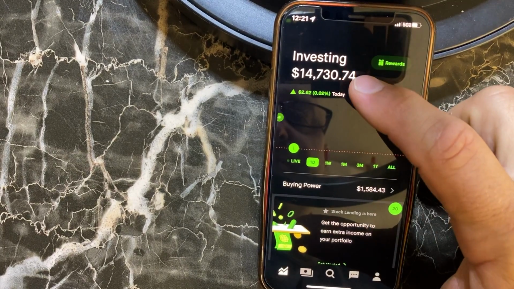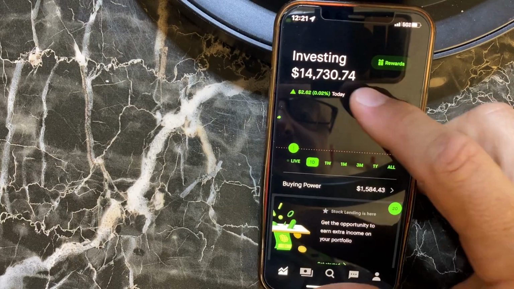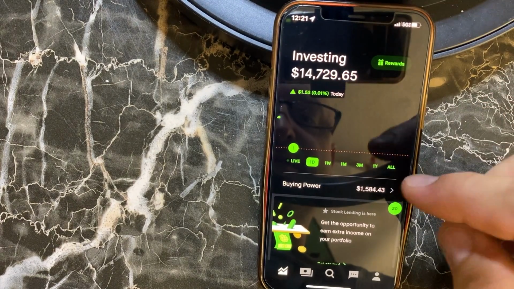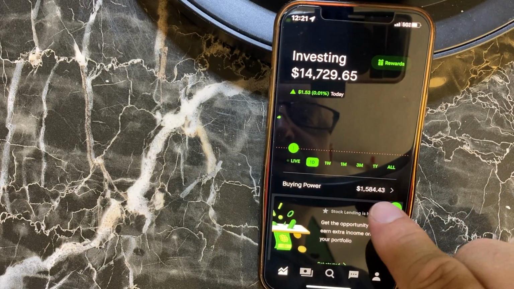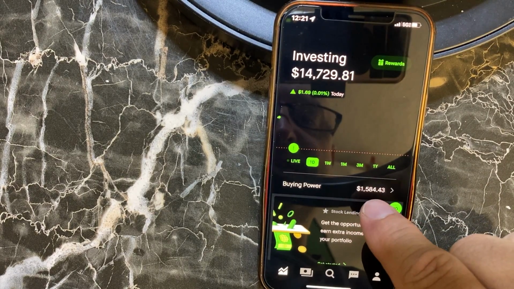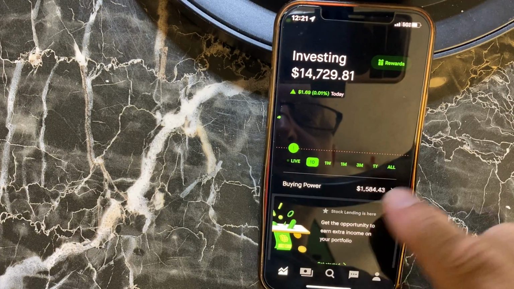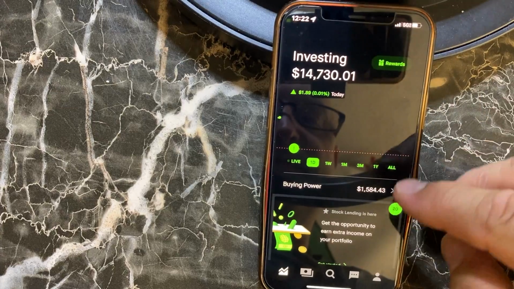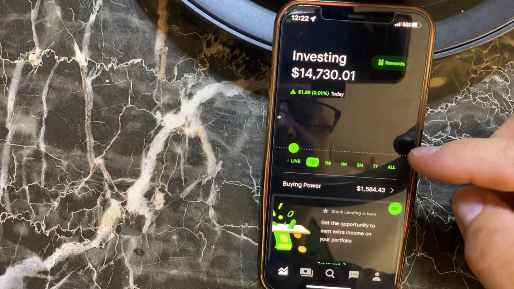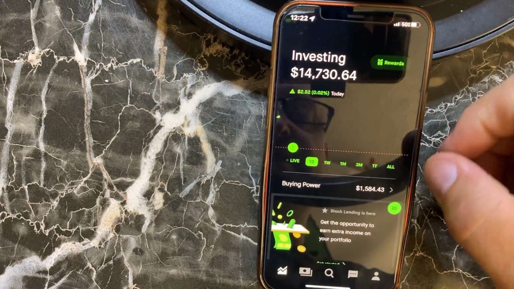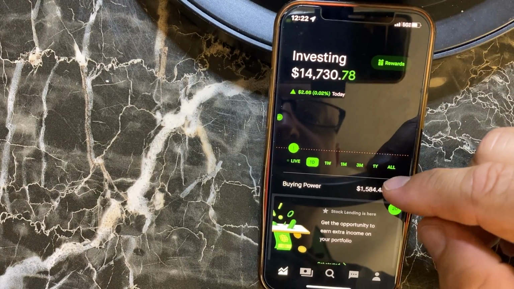This is basically how much you are investing, and that includes basically all your holdings. And then this is your buying power. So basically they almost double it. Say you have $750, they'll match it and give you $750. So you have $1,500 worth of buying power if you have $750 in your bank account.